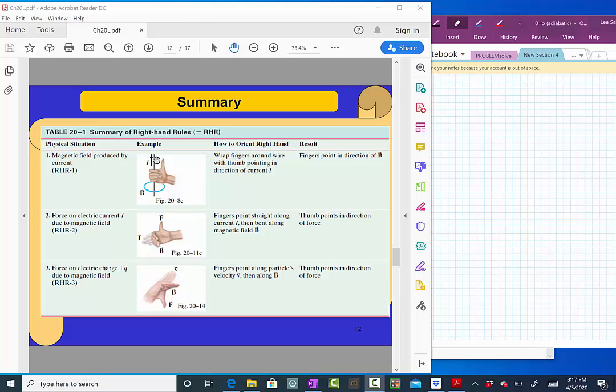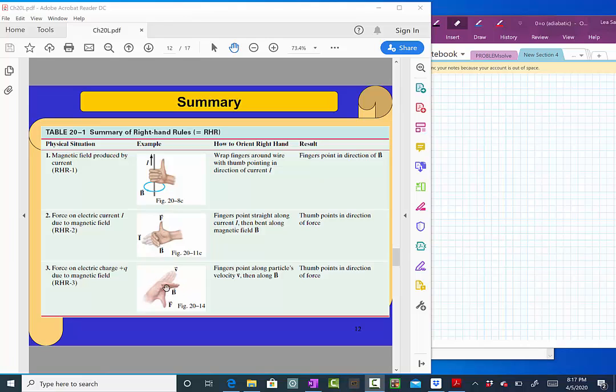We didn't use it much. That's what we are going to start doing now. We are going to start playing more with this rule. The other rule that we talked about, the second right-hand rule, we use to get the force on a current due to a magnetic field. The book is calling the one for the charge a third rule. It's not, okay? These two are the same.